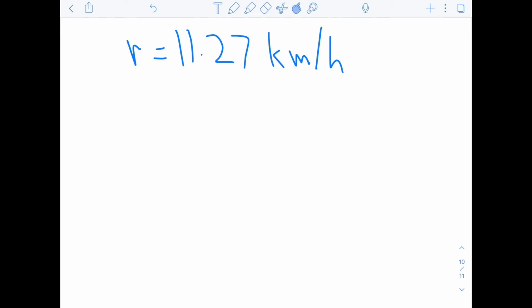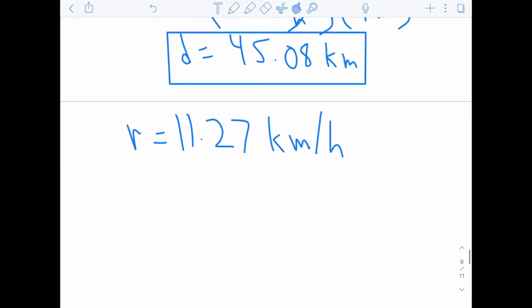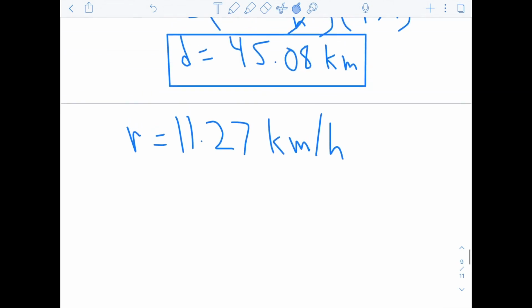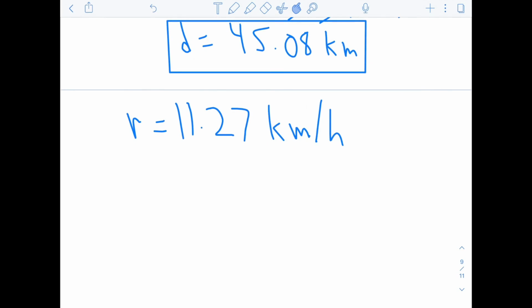We found out that the rate equals 11.27 kilometers per hour. And using that information, we figured out that the distance it took to go upstream equals 45.08 kilometers. And we also know that the distance downstream should also be 45.08 kilometers because it's the same distance, it's just returning back. So let's find the distance downstream, and if it's the same number, then we know we did it right.